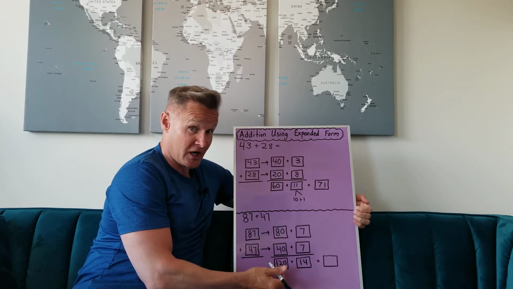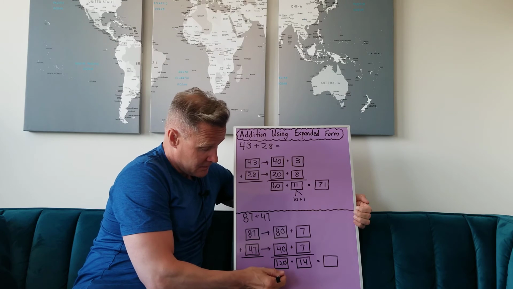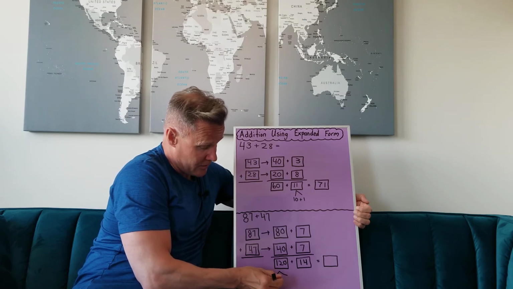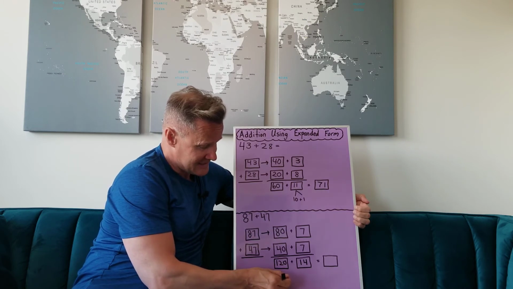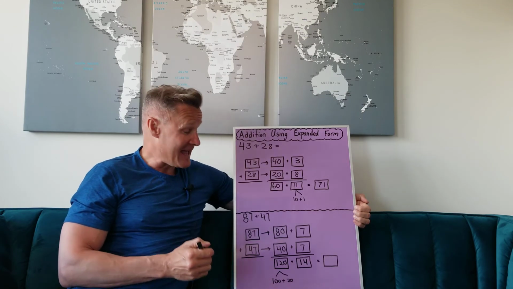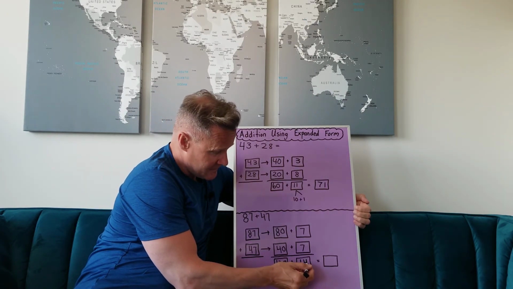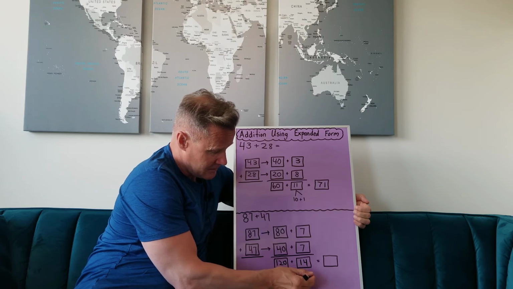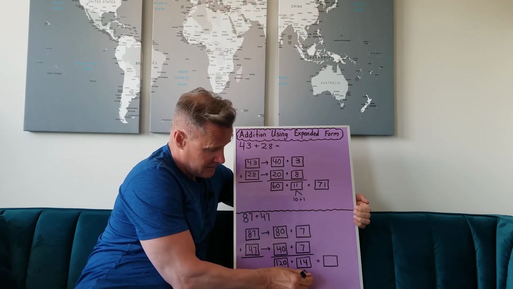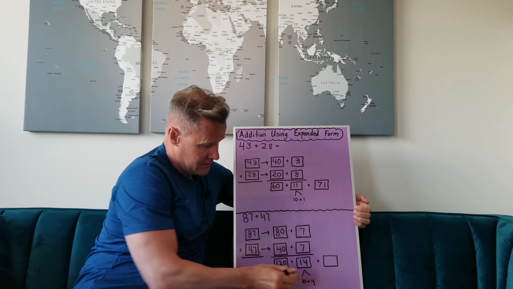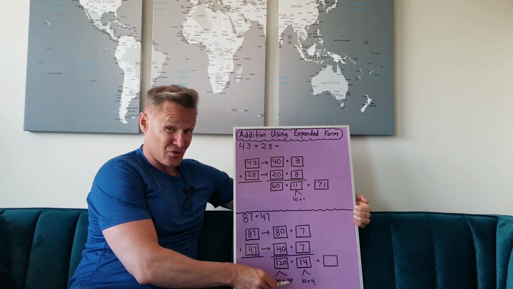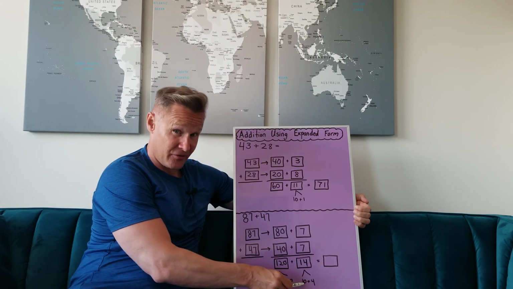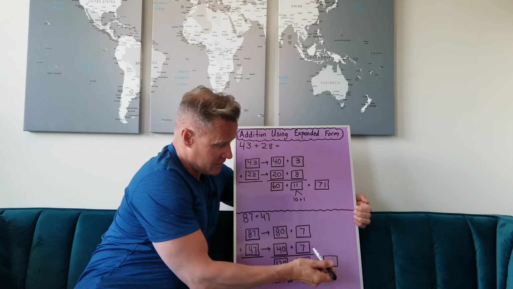We could expand 120 to be 100 plus 20. And we could expand 14 to be 10 and 4. So now we just add the entire row. We have 100, 120, 130, 134.